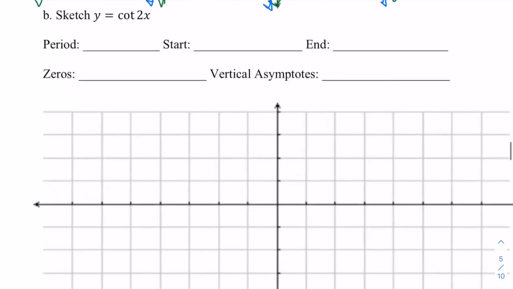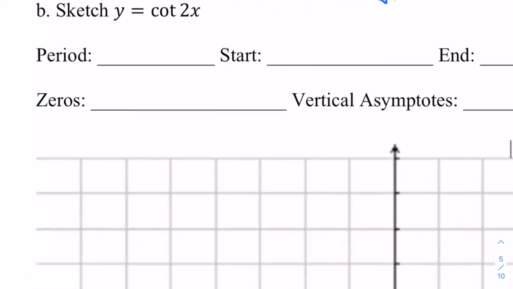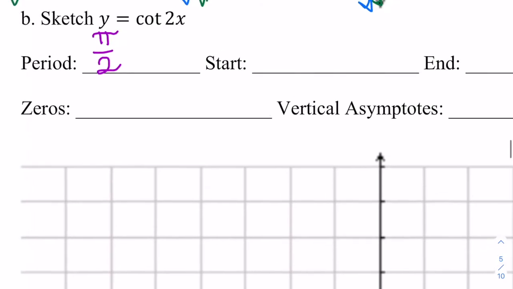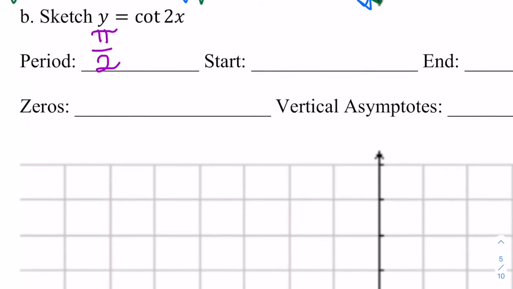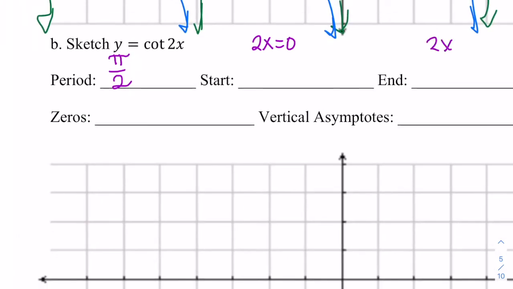So this one is a cotangent of 2x. You can see right away that it's going to affect the period. The period is usually pi, but now we divide it by 2, the b. So it's going to be cut in half. If we want to figure out where it's going to start and end, we could always set it equal to 0 and then set it equal to pi, because those are the usual asymptotes for cotangent.